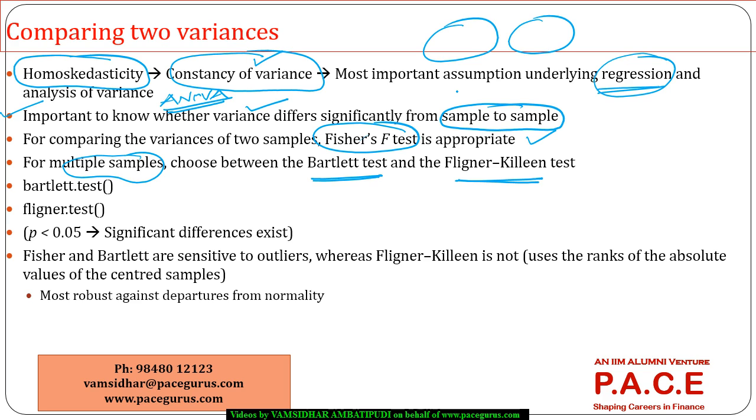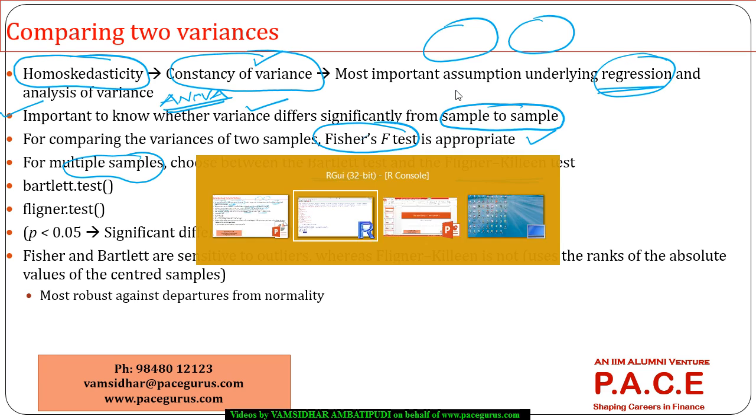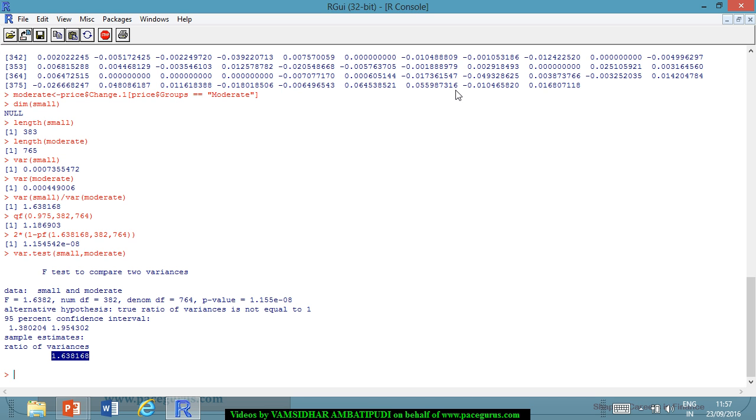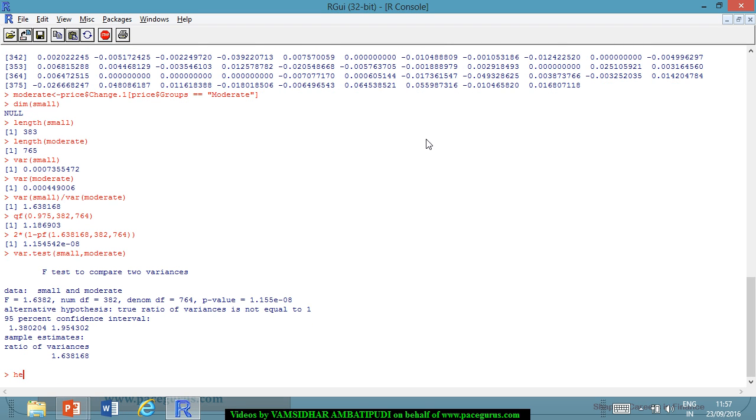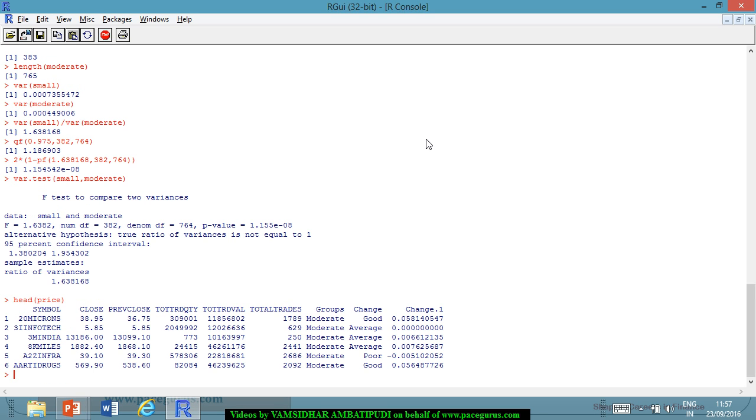So let's say I'm having different kinds of groups here. We have a small group, moderate group, if I'm going with the price as the data. Within this price, let me just take the head of price. So we have these many columns. Group-wise, we have three groups: small, medium, and big. So we can very well look at the factors. These groups are typically a factor with three levels.